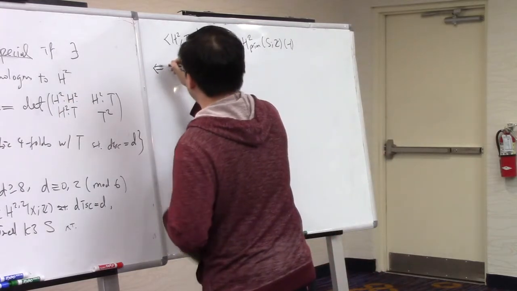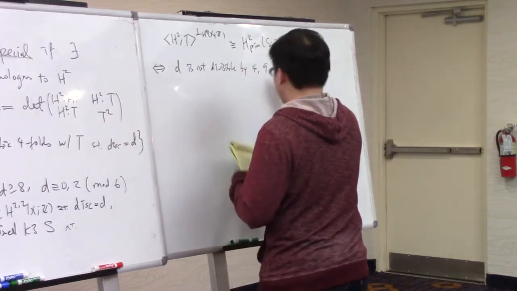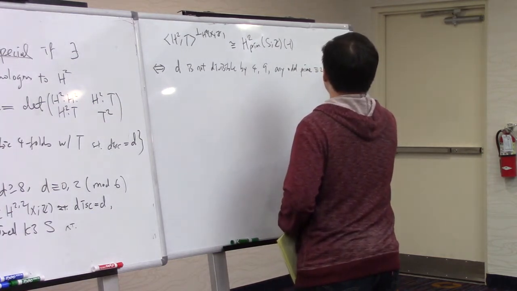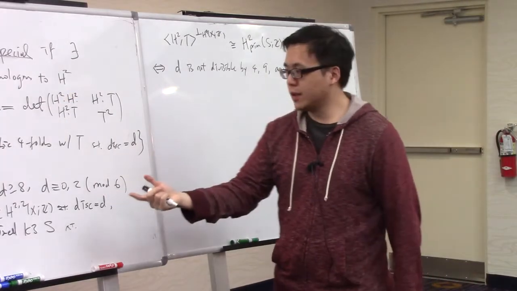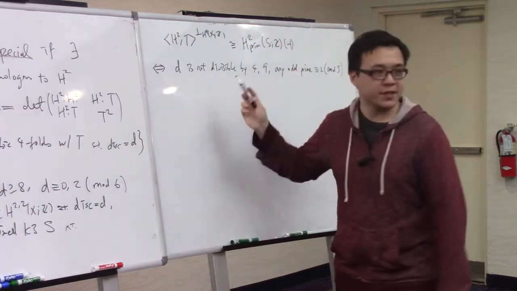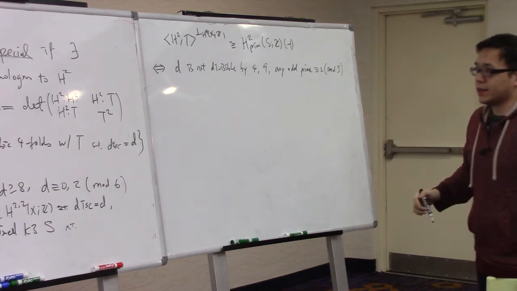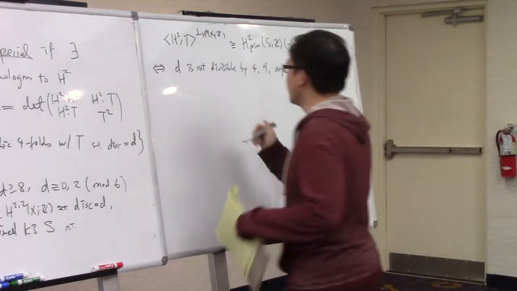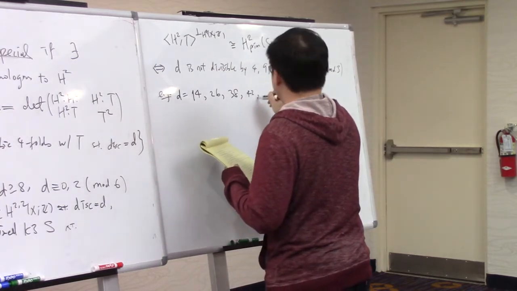if and only if D is not divisible by 4, 9, or any odd prime congruent to 2 modulo 3. So it turns out that the condition that the perp of this is isometric to some primitive part of a polarized K3 is determined by just this number D. Okay. So for this D, there's such an associated K3 to the cubic fourfold. And so the first few examples of D are 14, 26, 38, 42, 62, and so on.